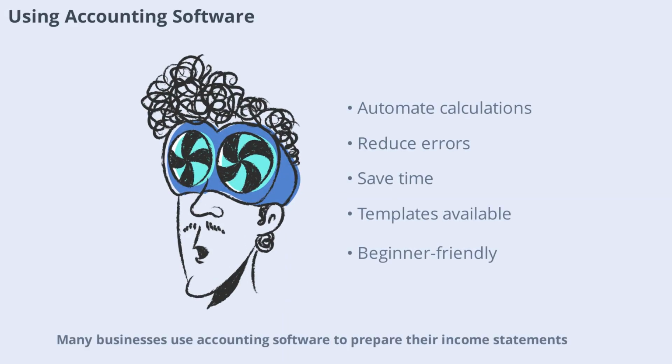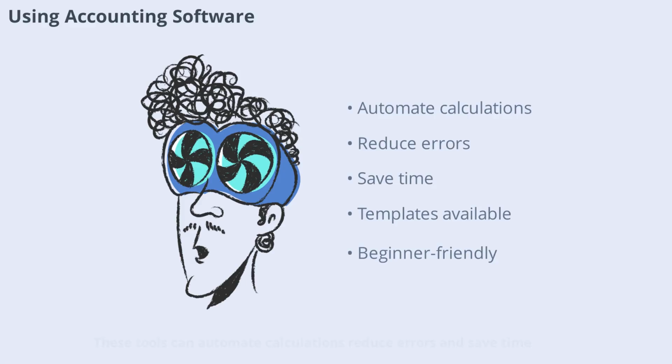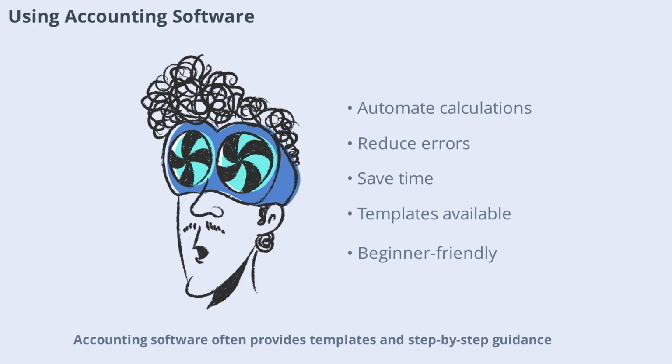Many businesses use accounting software to prepare their income statements. These tools can automate calculations, reduce errors, and save time. Popular options include QuickBooks, Xero, and FreshBooks. Accounting software often provides templates and step-by-step guidance, making the process easier even for beginners. If you're new to preparing income statements, consider using software to streamline your workflow and ensure accuracy.